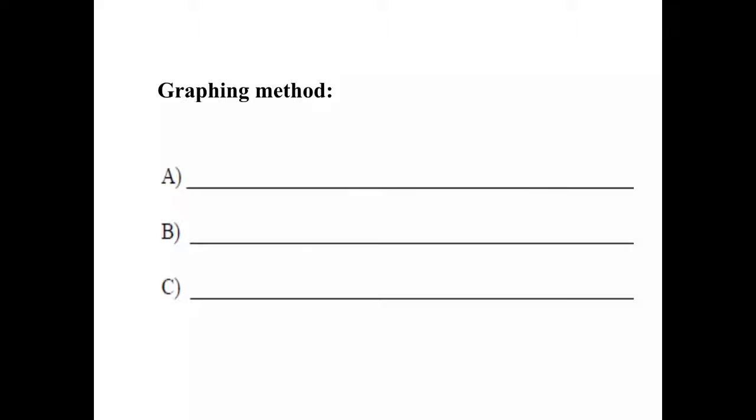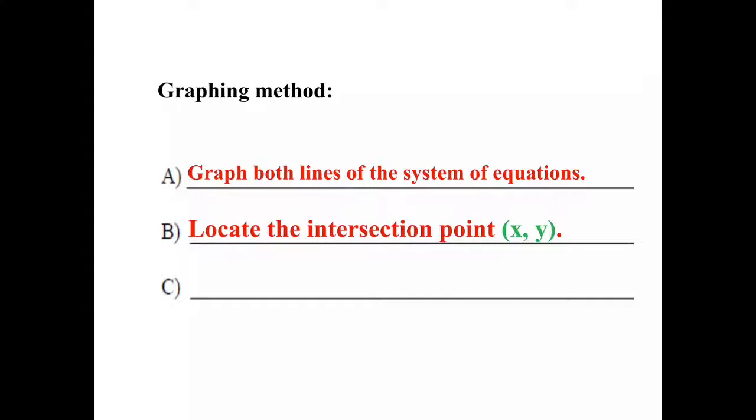Now the steps to graphing are the following. First, you need to graph both lines of the system. Then you want to locate the intersection point x, y. Finally, you want to check the solution into both equations. Okay? If you need to press pause, go ahead. Otherwise, I'm going to the next slide.